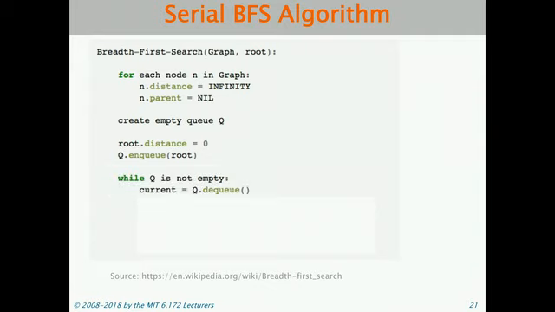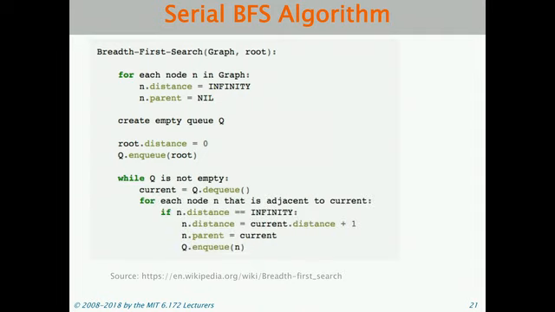And then while the queue is not empty, we're going to dequeue the first thing in the queue. We're going to look at all of the neighbors of the current vertex that we dequeued. And for each neighbor, we're going to check if its distance is infinity. If the distance is infinity, that means we haven't explored that neighbor yet. So we're going to go ahead and explore it. And we do so by setting its distance value to be the current vertex's distance plus 1. We're going to set the parent of that neighbor to be the current vertex. And then we'll place the neighbor onto the queue.